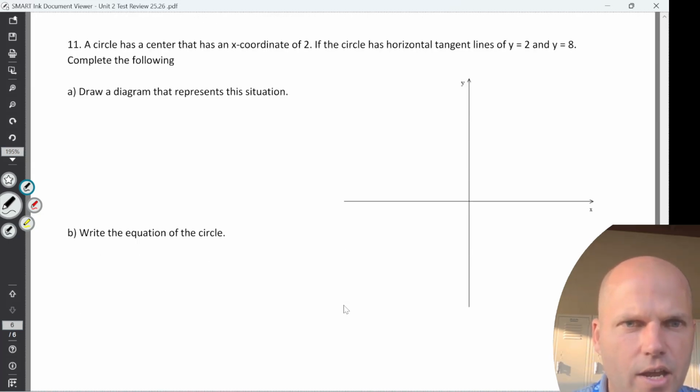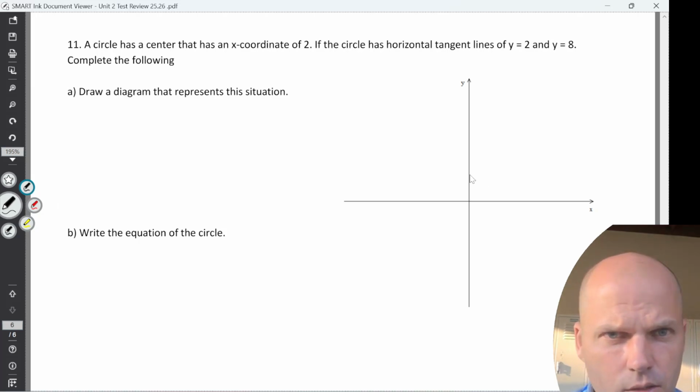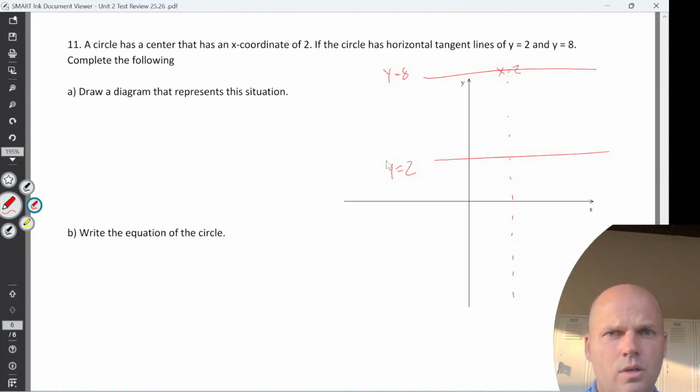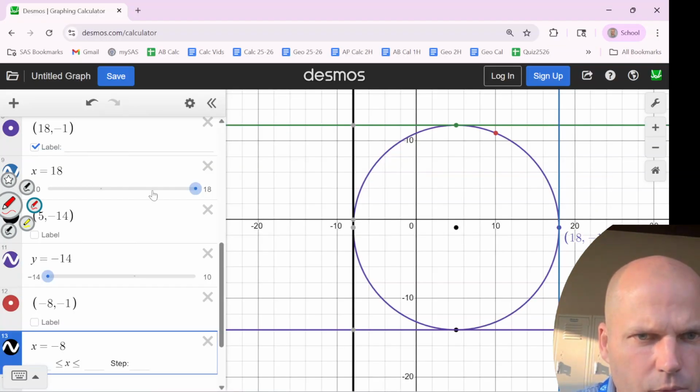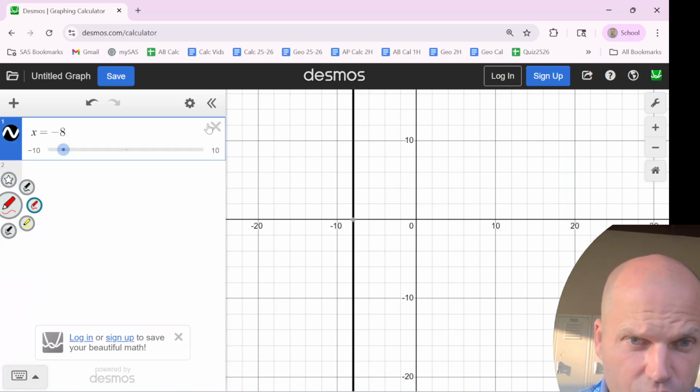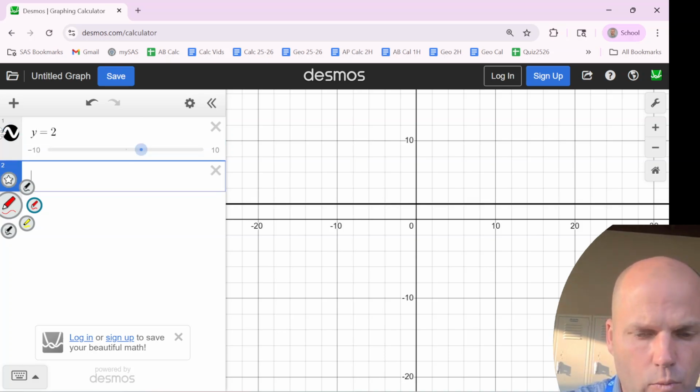All right, last question. The center of a circle has an x coordinate of 2. Nice. Okay, so the center of the circle is somewhere on this imaginary line where x is 2. y equals 2 and y equals 8 are two horizontal tangent lines. This is a great question. So let me erase everything. The center of the circle is at x equals 2, with tangents y equals 2 and y equals 8.